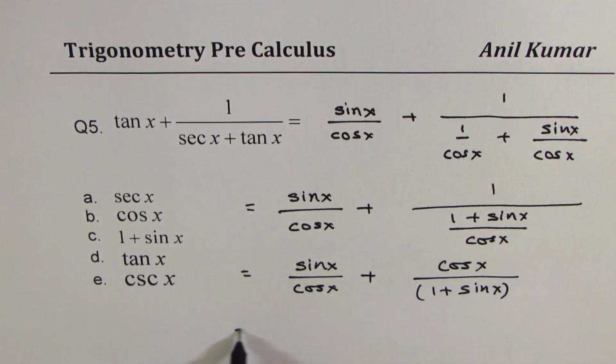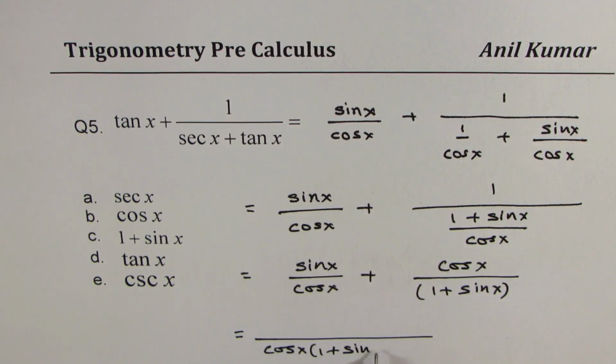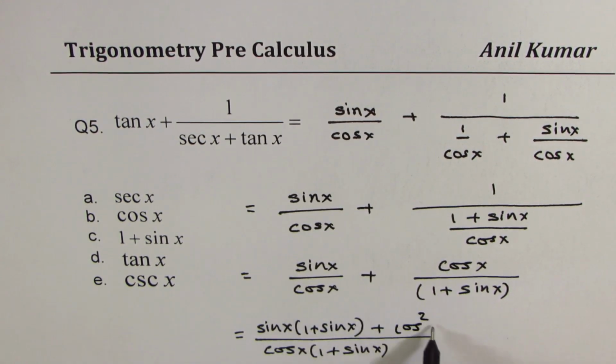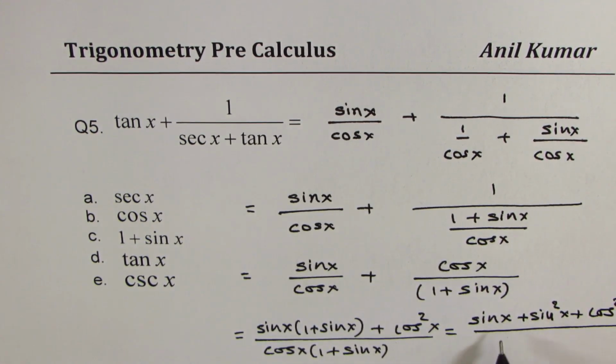Now let's write this as cos x times 1 plus sine x, cross multiply: sine x times 1 plus sine x plus cos square x. Open this bracket: sine x plus sine square x plus cos square x over cos x times 1 plus sine x.